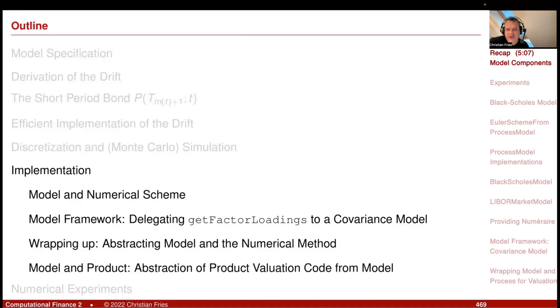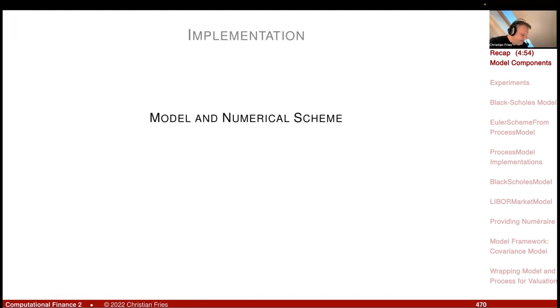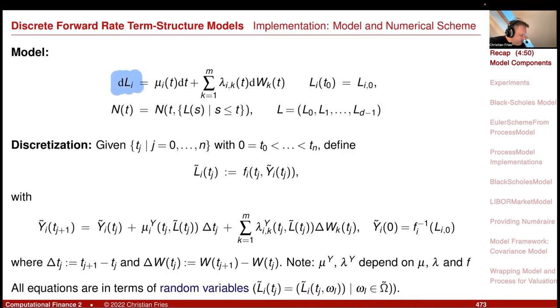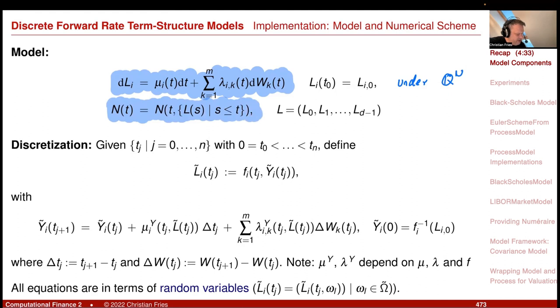So we started a section on implementation, reviewing a few of the building blocks we will now put together to build the model and the numerical scheme. So this is again our model, under some measure Qn, where n is also part of the model. This is our numerator. So do we view the model under the spot measure or the terminal measure or some other measure? The building blocks we put together, or say the blocks that we cut out of the problem and define in terms of interfaces in our code, for which we then provide implementations, are the time discretization.